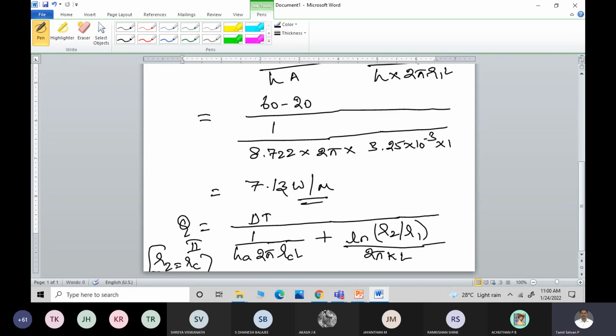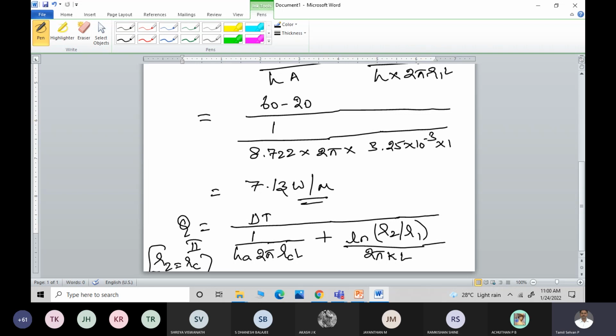Okay, students, the problem is, initially the wire is without insulation. In the second case, it is with the critical radius of insulation. Is it fine? Yes, sir. R2 equal to RC. Now find out and get the result.